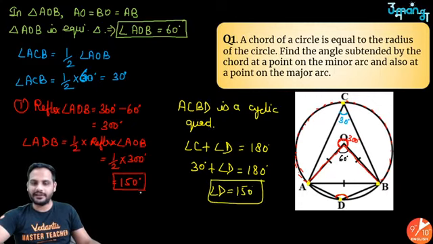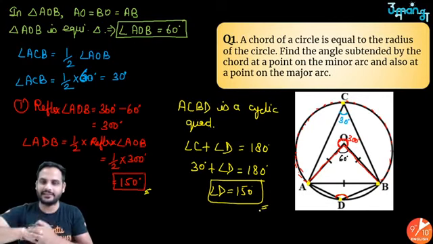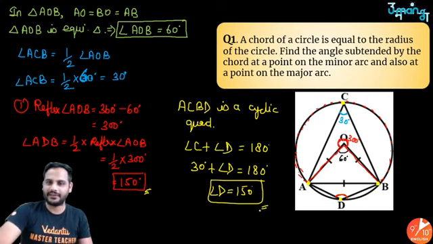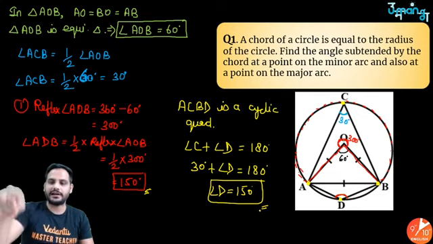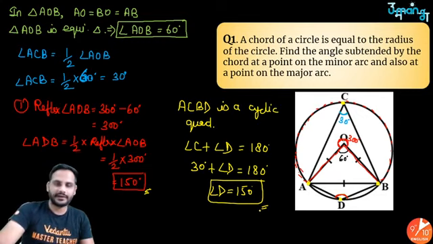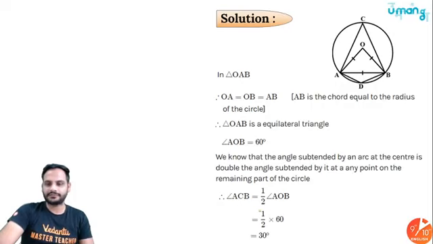So in both the ways you are getting the same answer. If your method is correct, answer is going to be same. Got it? So find the angle subtended by a chord at a point on the minor arc. Any point on the minor arc ADB, that angle is 150 degree, and on the major arc it is 30 degree. Got it? This is how the question will be solved.